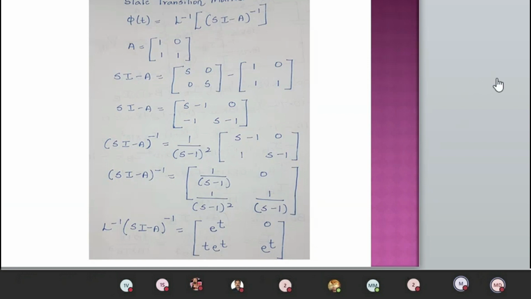Okay, now, what is A? 1 0 1 1. So, what is SI minus A? I is nothing but the identity matrix. So, don't forget that 1 0 0 1. Okay. So, SI minus A is S minus 1, 0, minus 1, S minus 1. Now, what is SI minus A inverse? 1 by determinant into adjugate. Okay. So, 1 by S minus 1 the whole square.